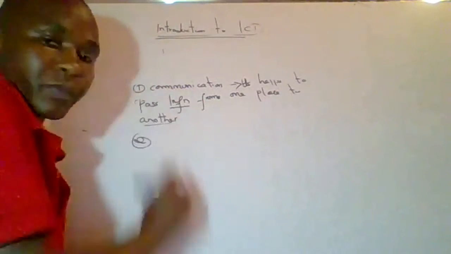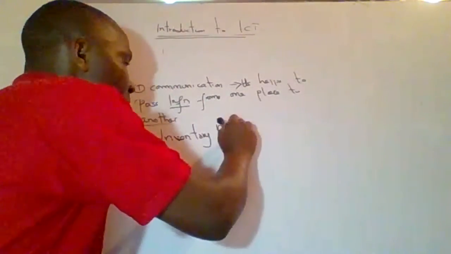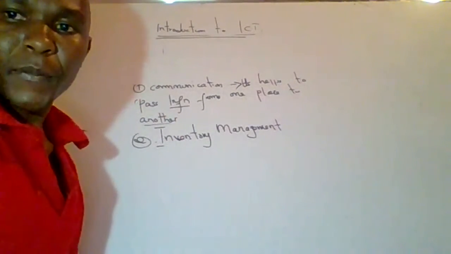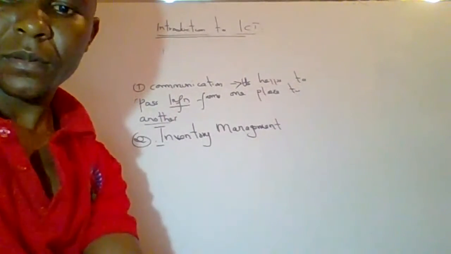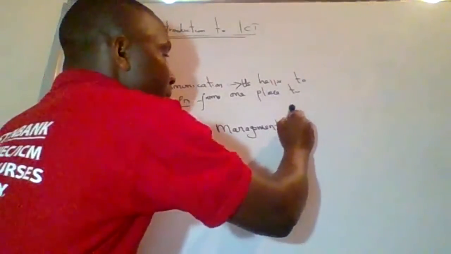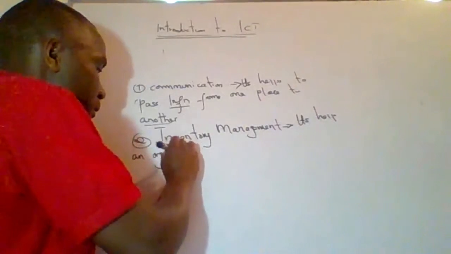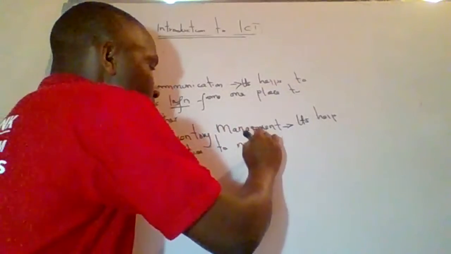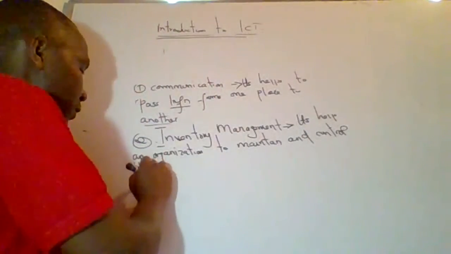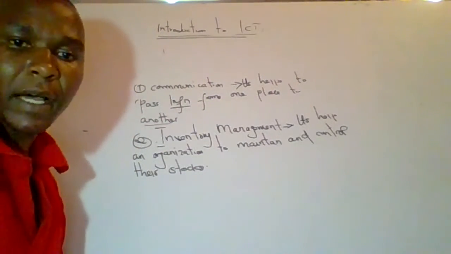Then number two, you write inventory management. So ICT helps an organization to maintain and control their stock.